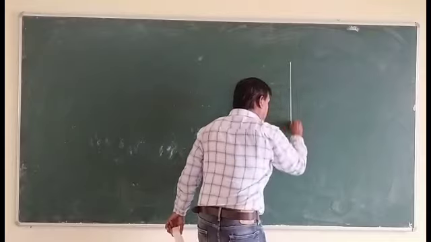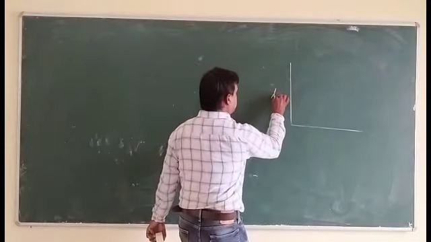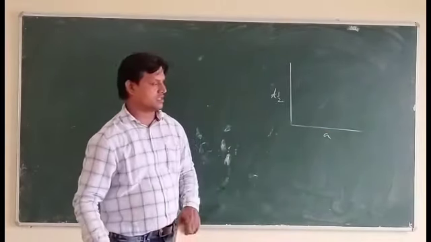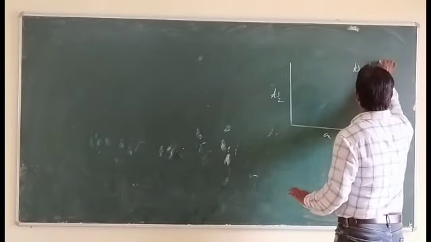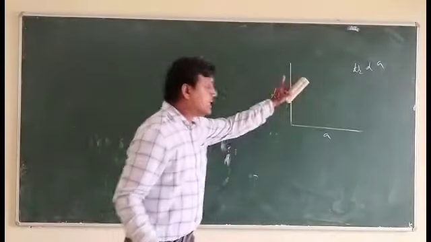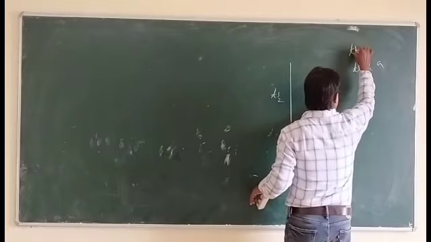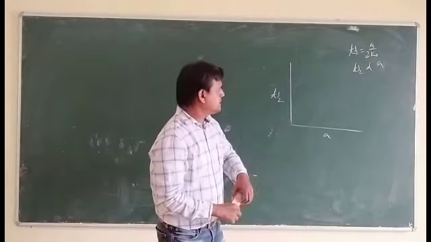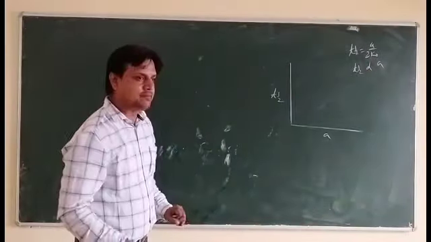Next, for zero order reaction, there is another graph: half-life period versus initial concentration. We have already discussed that for zero order reaction, t half is directly proportional to initial concentration A. Last time we discussed that t half equals A by 2k for zero order reaction. That means t half is directly proportional to A.